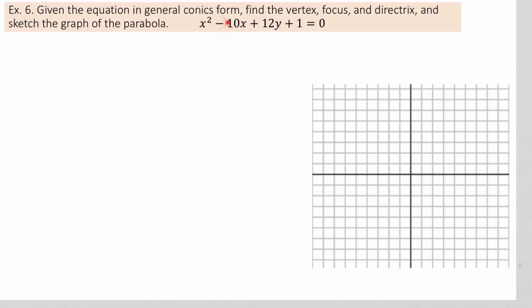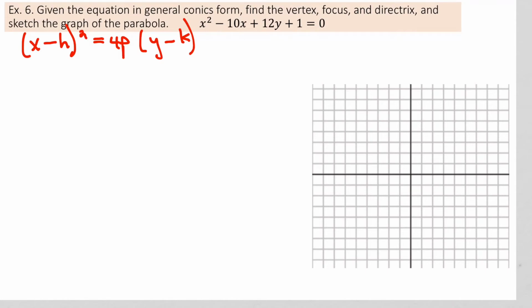Given the equation in general conics form, that's this. Find the vertex, focus, and directrix and sketch the graph. Right, this time I've got an x squared parabola. So your standard form for an x squared parabola is this. So this is our goal. So our steps are we want to keep your squared terms on the left.